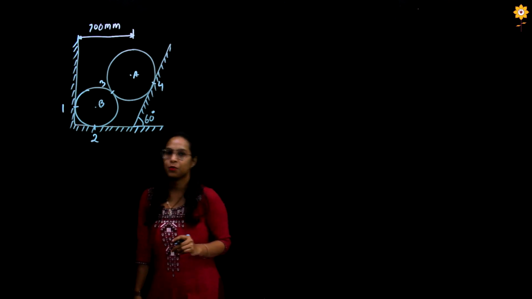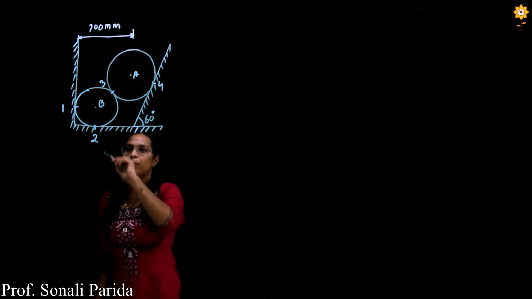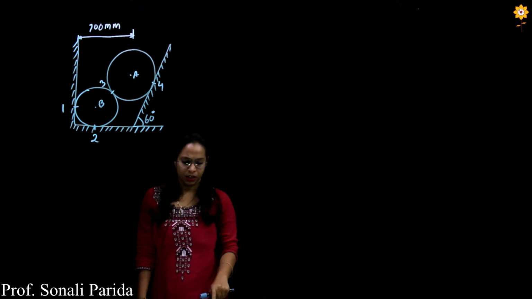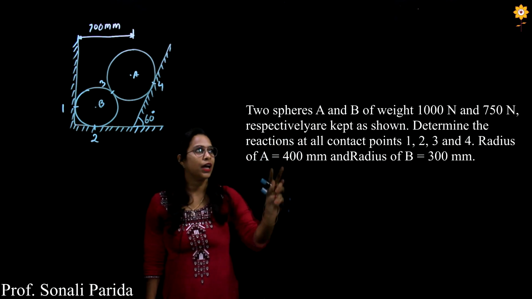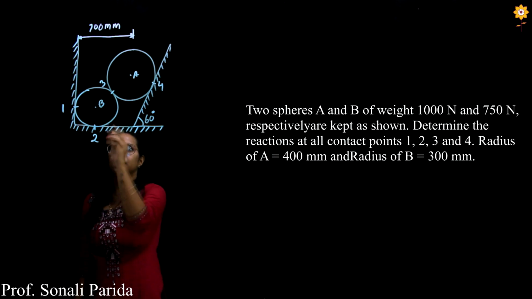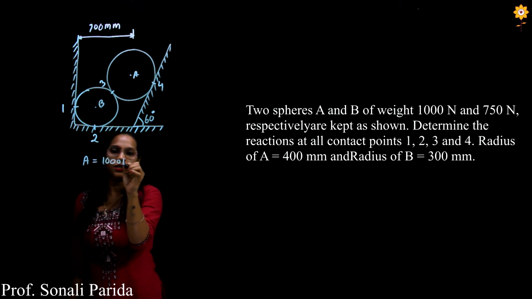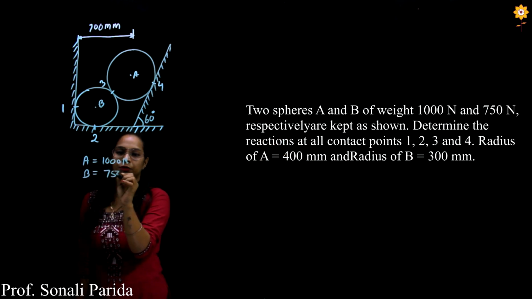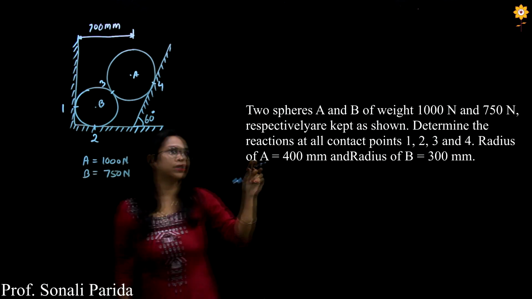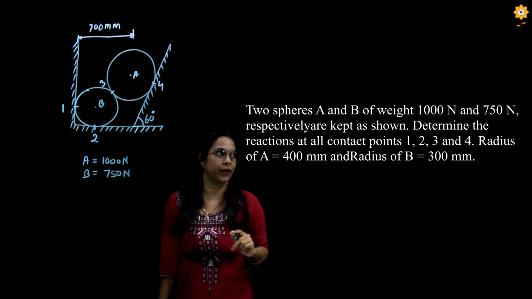So we'll be solving another problem based on equilibrium in connecting bodies. So this is the problem here. We have a question this side here. If we see, we have two cylinders, A and B. The weight of cylinder A is 1000 Newton and the weight of cylinder B is 750 Newton, as they have written: the weights of cylinder A and cylinder B are 1000 and 750 respectively.